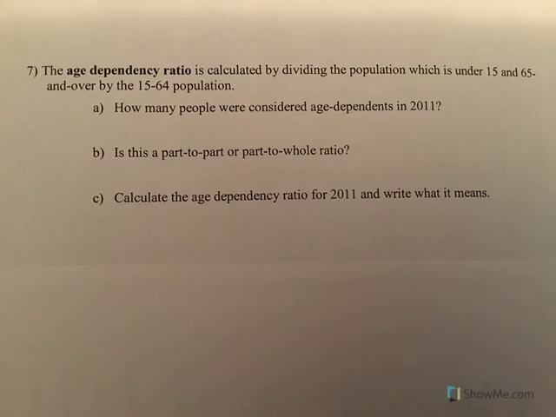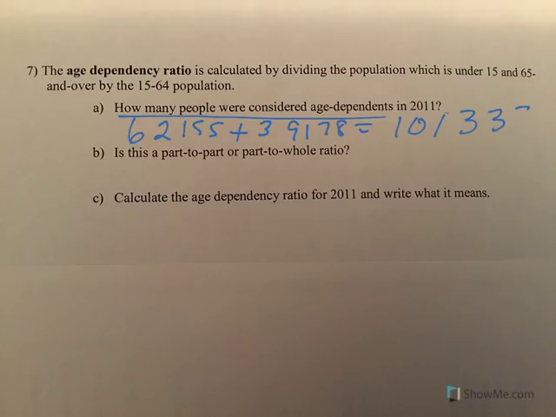And the last one here is age dependency. Now, age dependency means we're talking about all people who are considered dependents. So we have children plus old people. These are all of the dependents. That's 101,333. So this is how many total dependents we have. So age dependency is the number of dependents over the number of workers. Again, this is part to part, because dependents are part of the population, workers are part of the population.